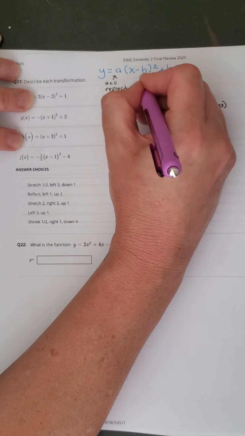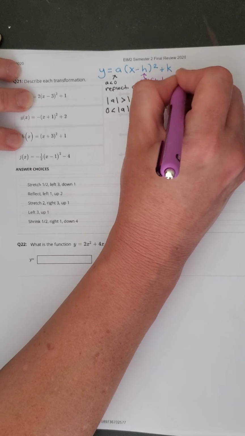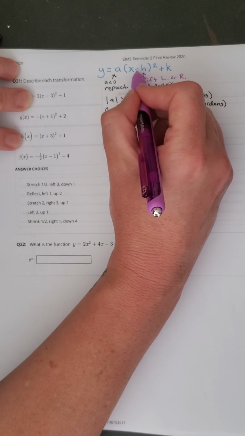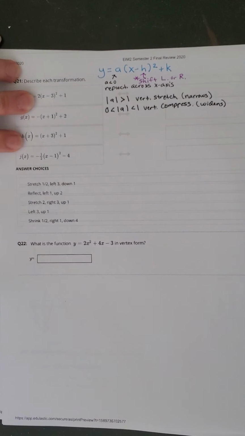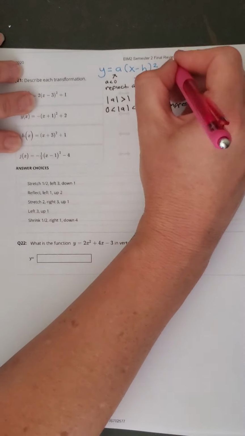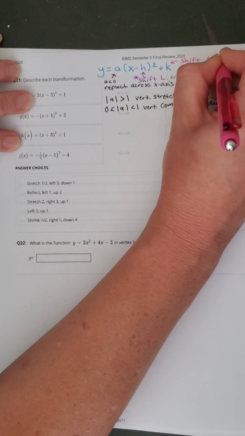And then H is a shift left or right. But you need to watch the sign because the sign on H will always change, right? So be careful. And then K is a shift up or down.